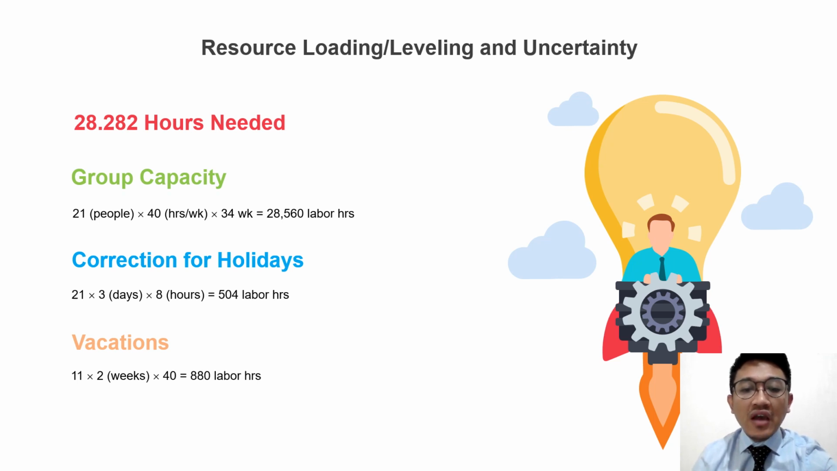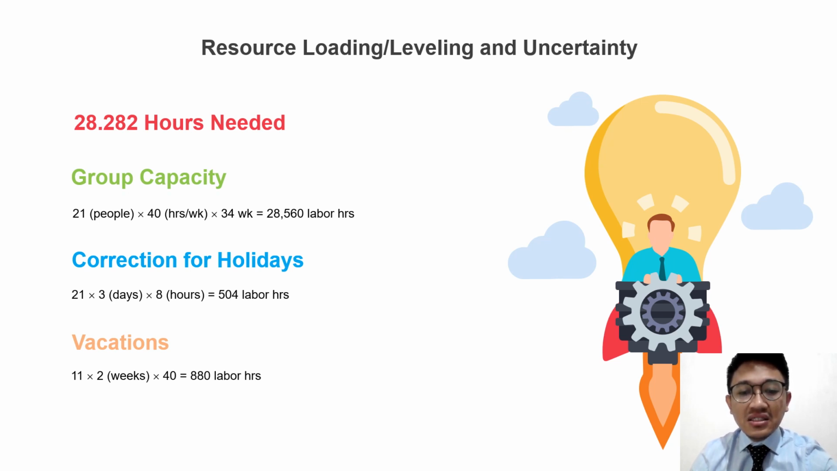The resource loading or leveling involved 28,282 required hours. However, the group capacity is 28,560 labor hours. Adjusted for holidays, 504 hours, and vacations, 880 hours, this total is 29,944 hours, exceeding the required labor.